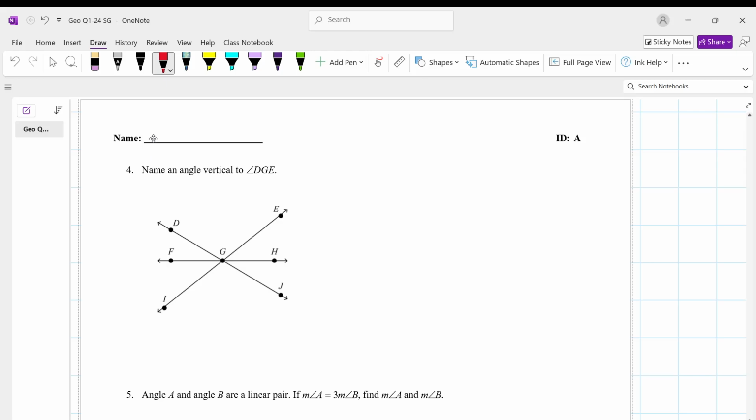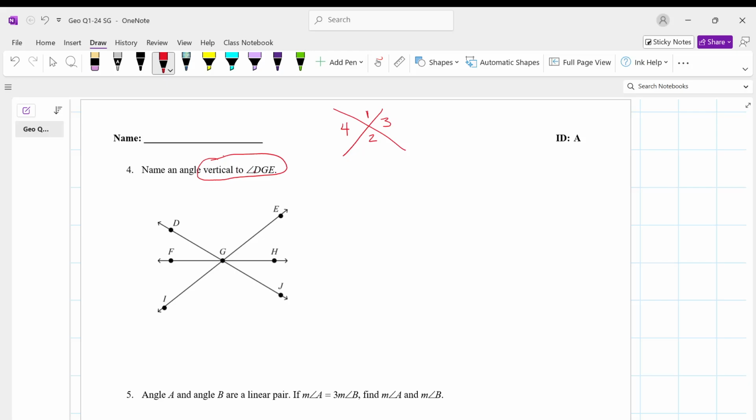All right, problem number 4. Name an angle vertical to DGE. Vertical angles. All right, look. Angle 1 in this little drawing is vertical to 2. Angles 3 and 4 are vertical angles. All right, angles formed by the same two lines, but they're non-adjacent.